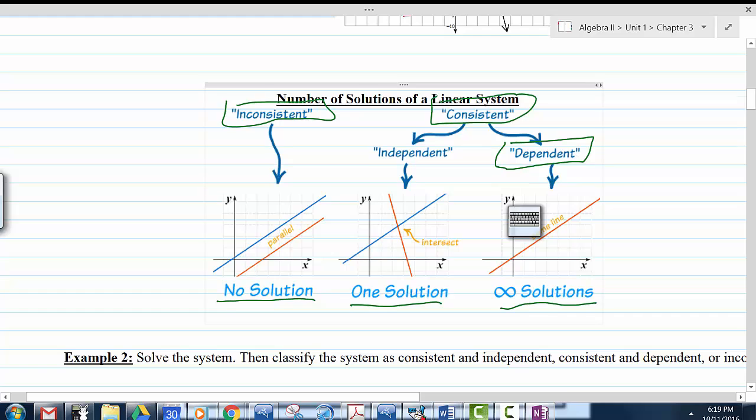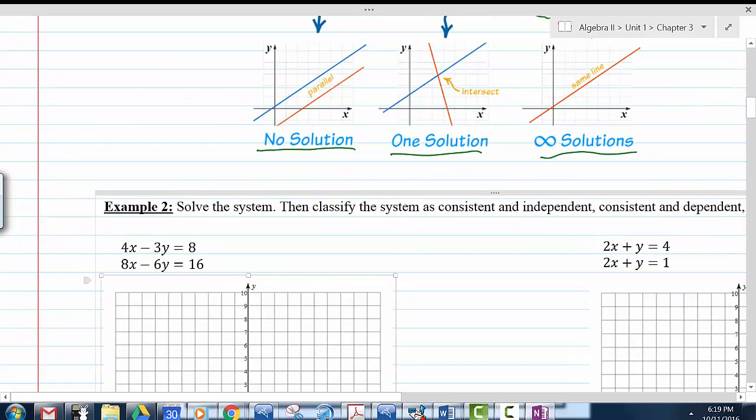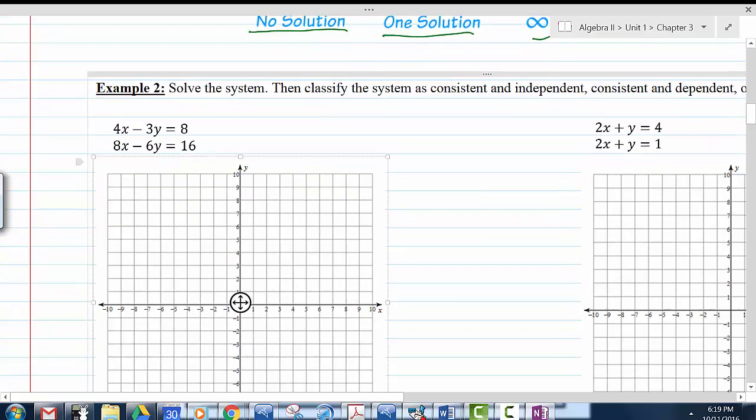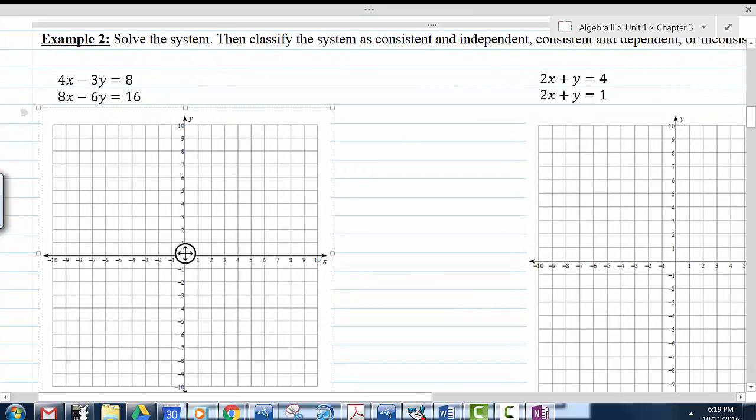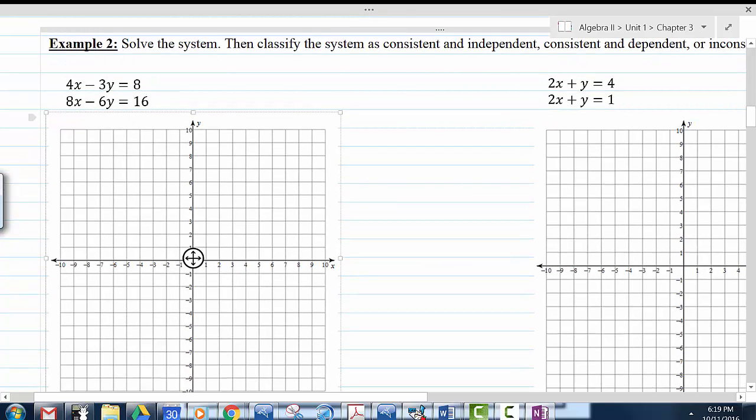Just a little bit of vocabulary, a couple of words to deal with. We'll get to that further, but I'll do one of these just so you guys can understand what I'm talking about. Say I'm trying to classify this system, whether it's consistent independent, consistent dependent, or inconsistent.